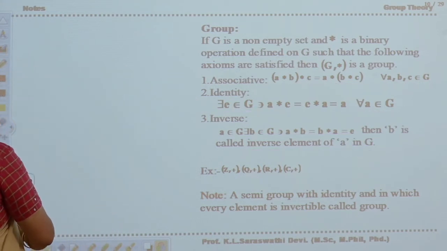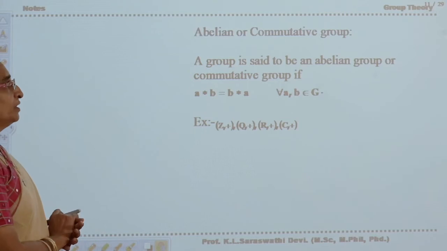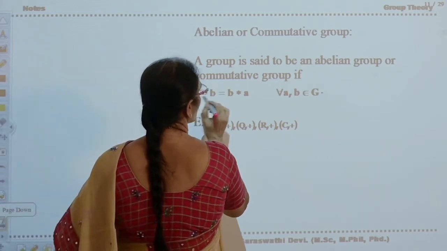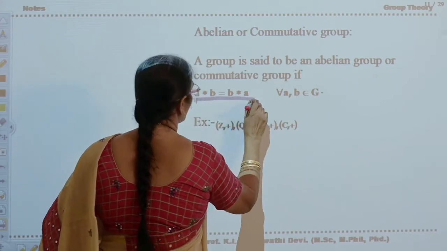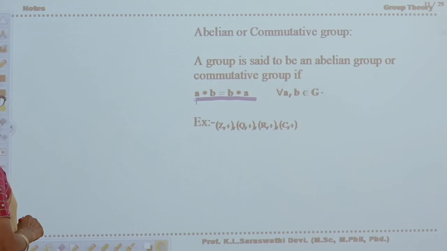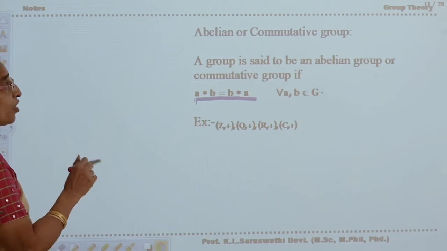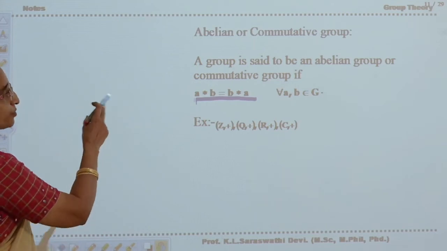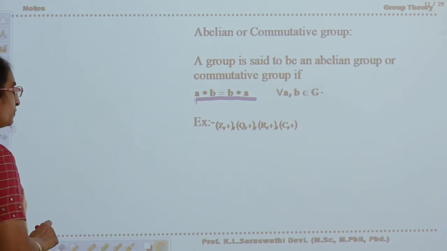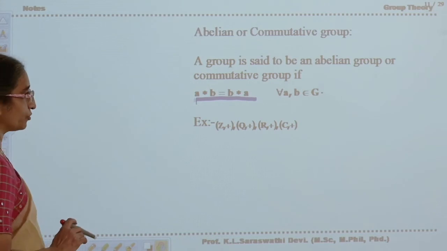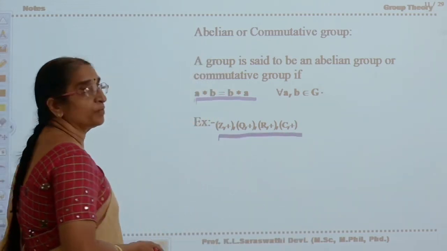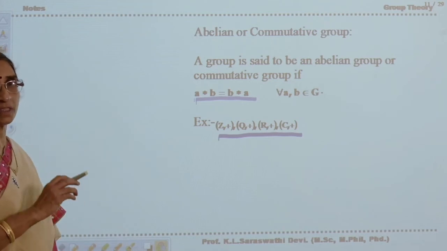Okay. Now if in a group for every a, b belonging to the group, a star b is equal to b star a, then we say that the group is a commutative group. This property is called the commutative property. Okay, this is the definition of a group. Z plus, Q plus, R plus, C plus are examples of groups.